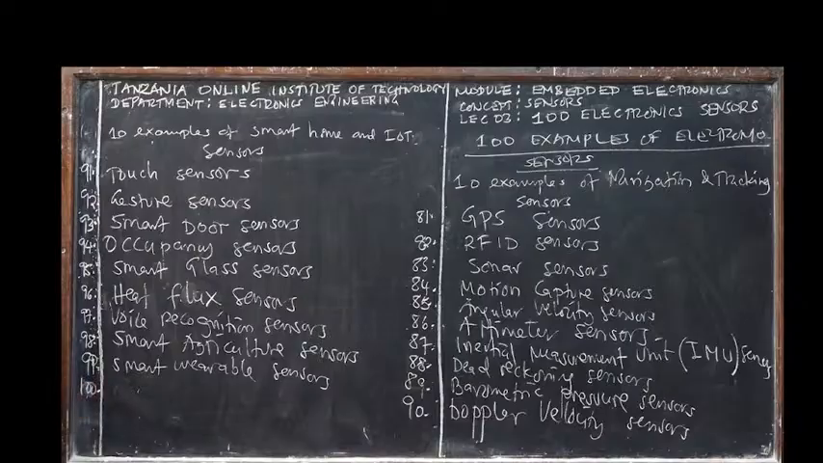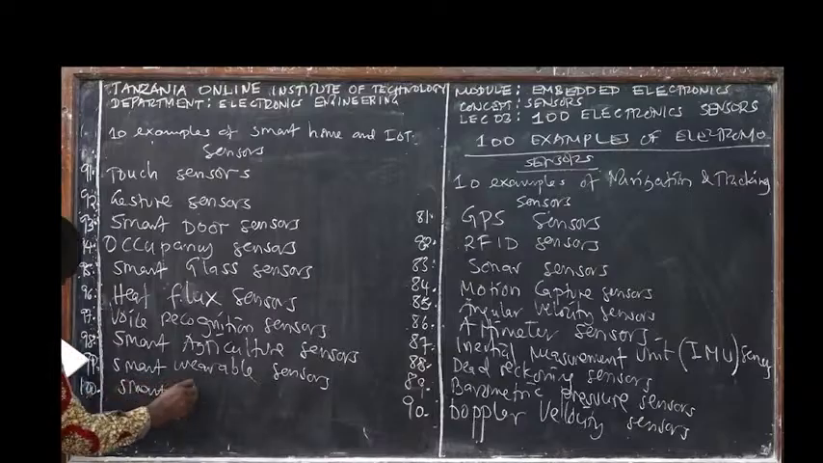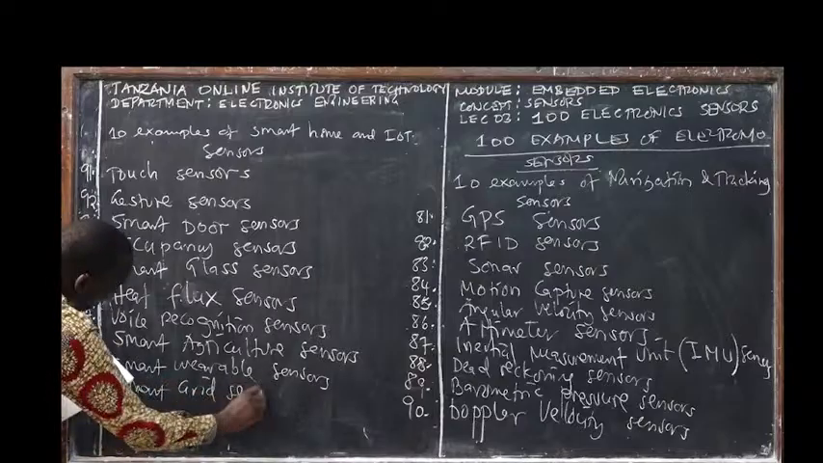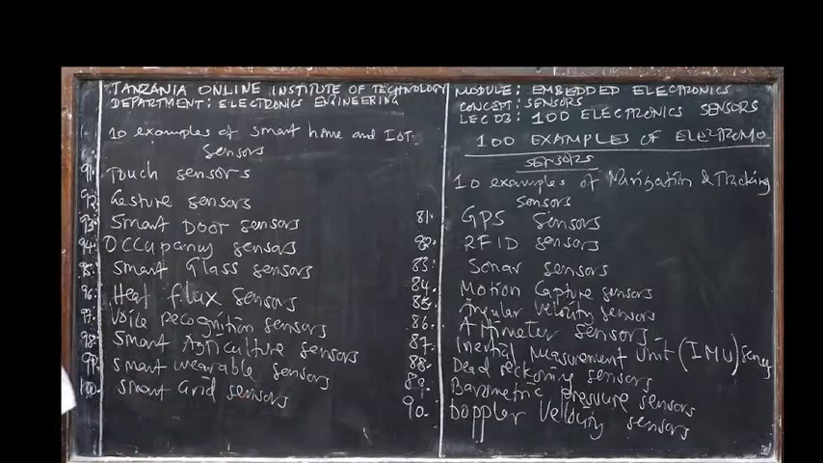Tell your neighbor 100. It's called the smart grid sensors.